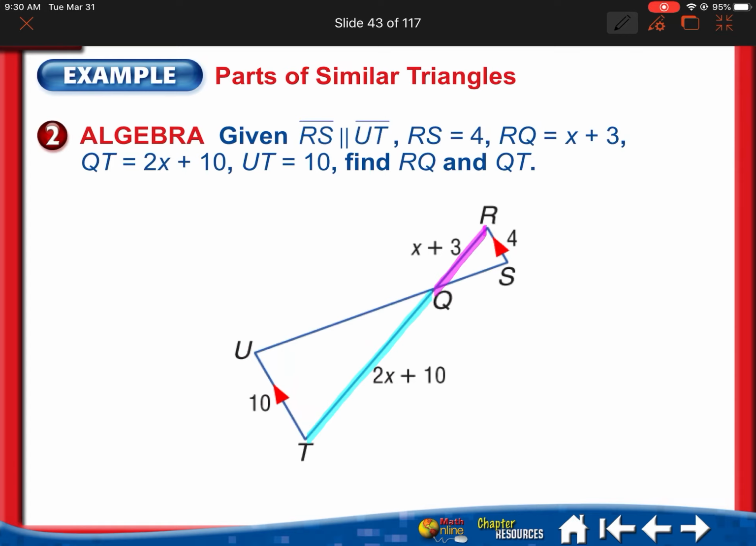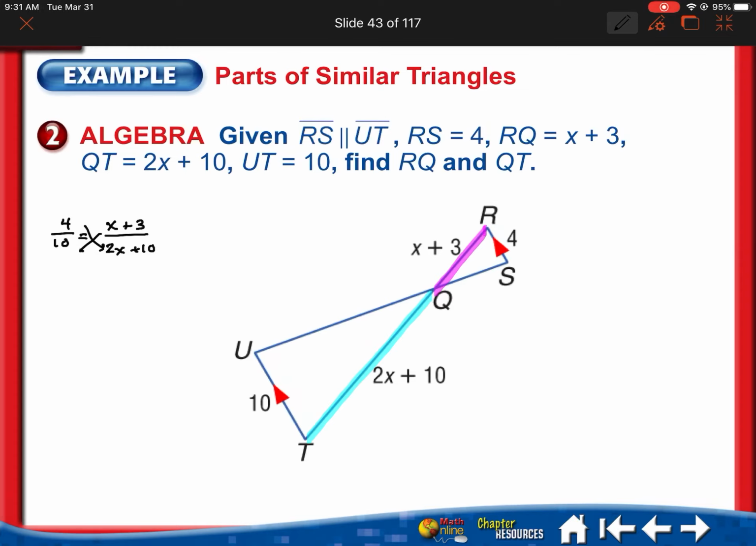All right, so set up proportions, because since this deals with sides, that's what we have to do. So I'm going to do 4 over 10 is equal to, now I only know those two other sides, so we're going to have x's in both the numerator and denominator. So x plus 3 over 2x plus 10.